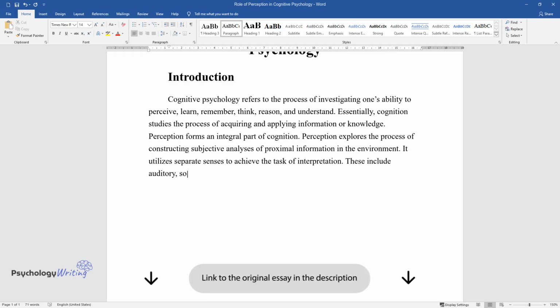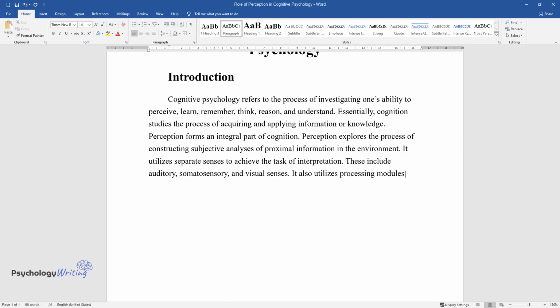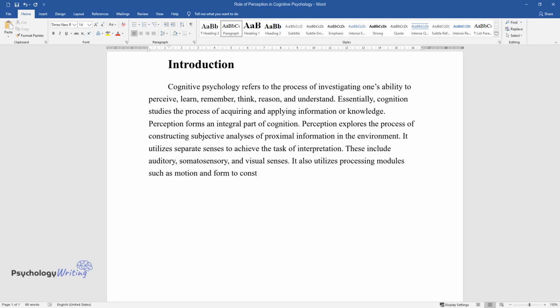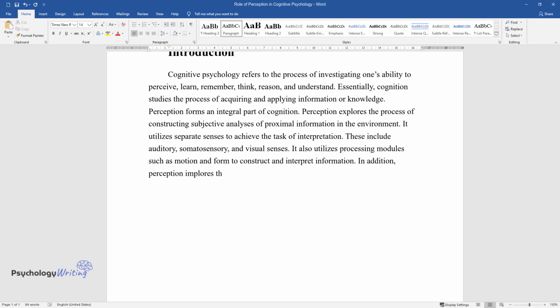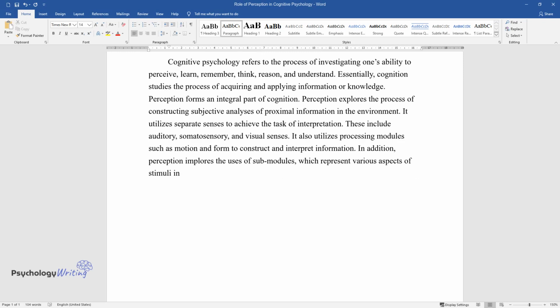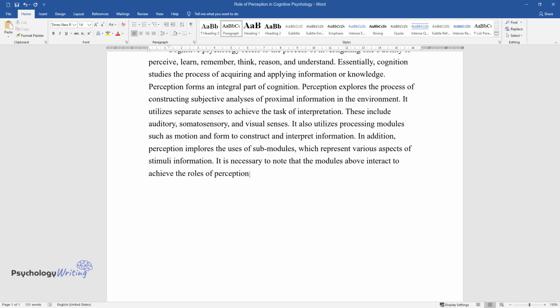These include auditory, somatosensory, and visual senses. It also utilizes processing modules such as motion and form to construct and interpret information. In addition, perception employs the use of submodules, which represent various aspects of stimuli information. It is necessary to note that the modules above interact to achieve the roles of perception in cognitive psychology.